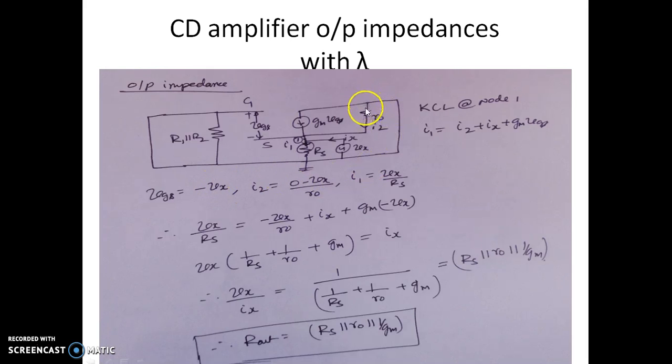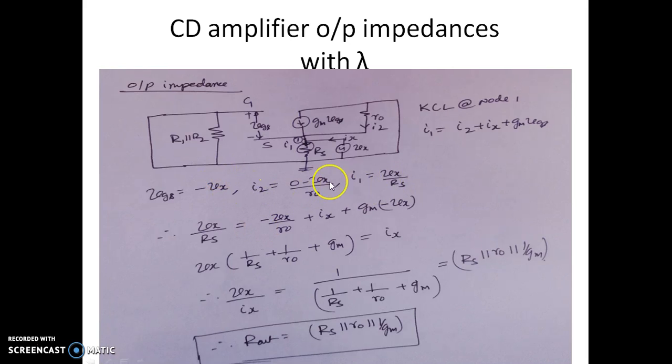Similarly, I2, the current flowing through this R0 is nothing but the potential here is 0, that is ground here. The potential at this point is Vx. It is 0 minus Vx by R0. So this is the current I2. So naturally current I1, the current that is going through Rs is nothing but Vx by Rs.